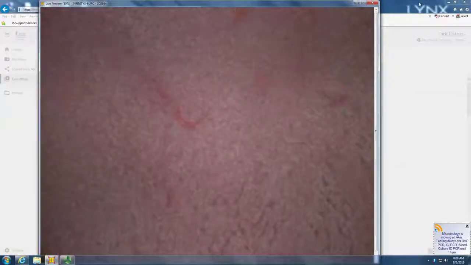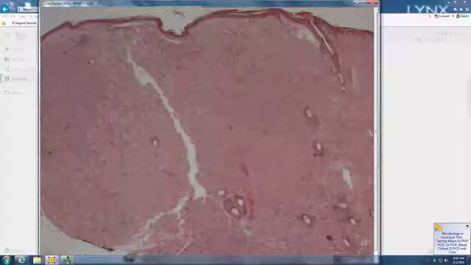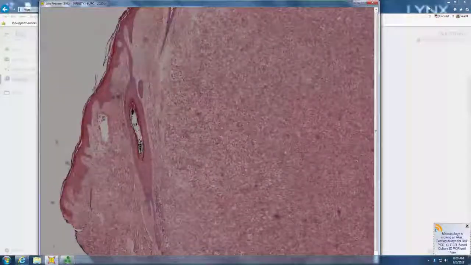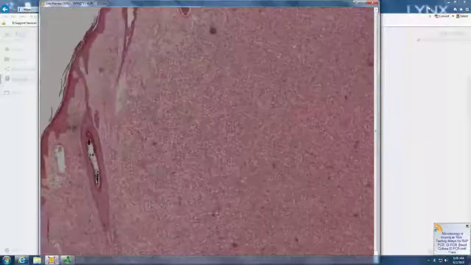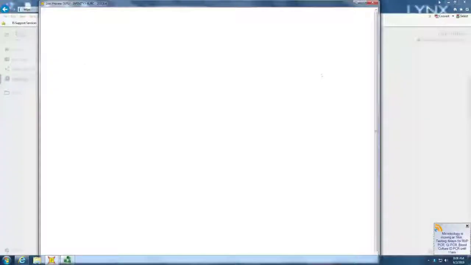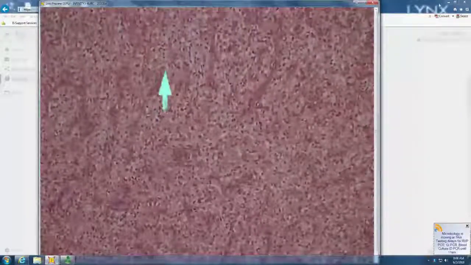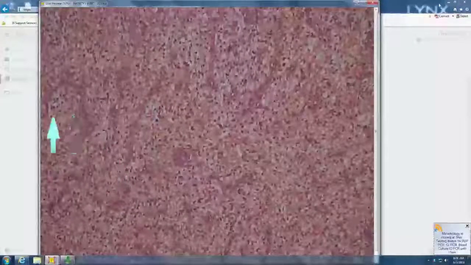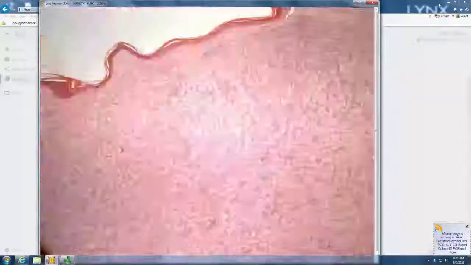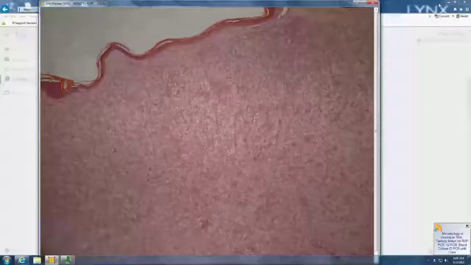Okay, keep going. Yep, clear cells. Lots of blood vessels around them. And you are correct, this is metastatic renal carcinoma.